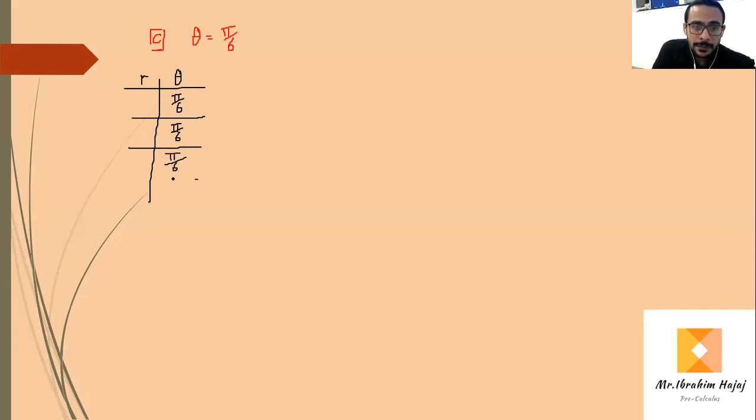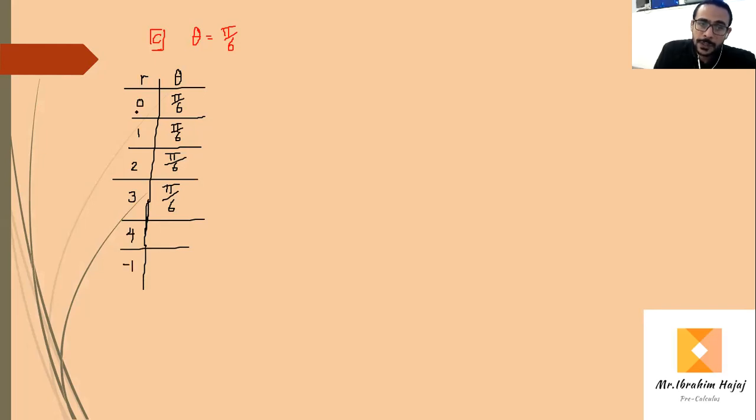Pi over 6, yes, and I'm going to pick some radii, some distances around the pole, like 0, 1, 2, 3, 4, and negative 1, which is the opposite direction of 1, and negative 2, the opposite direction of 2. My angle is still the same, pi over 6. So to graph here, I will move back.